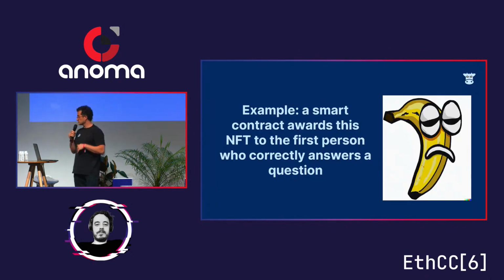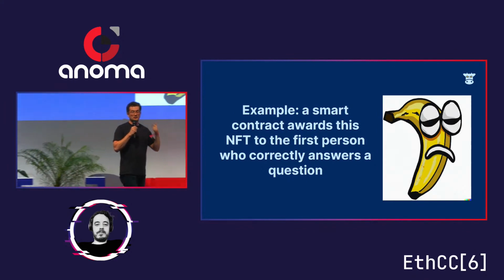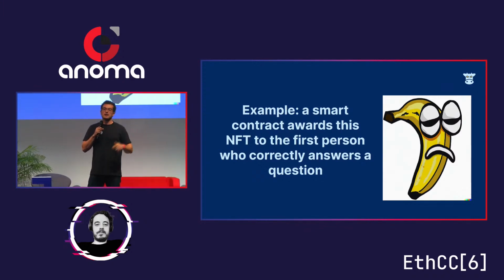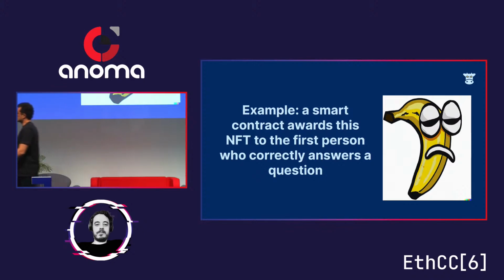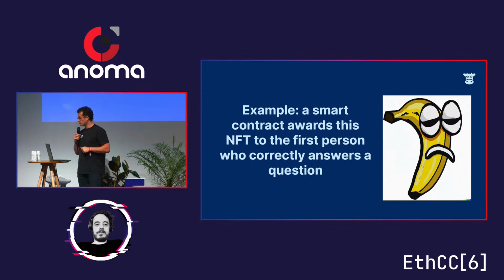Now I mentioned the fact that we have a notion of severity of attacks, and we distinguish between honest competition and attacks. Let me give you an intuitive sense of how we define those concepts via an example, that of a smart contract that awards a very nice NFT, this one, to the very first person who can correctly answer a question.